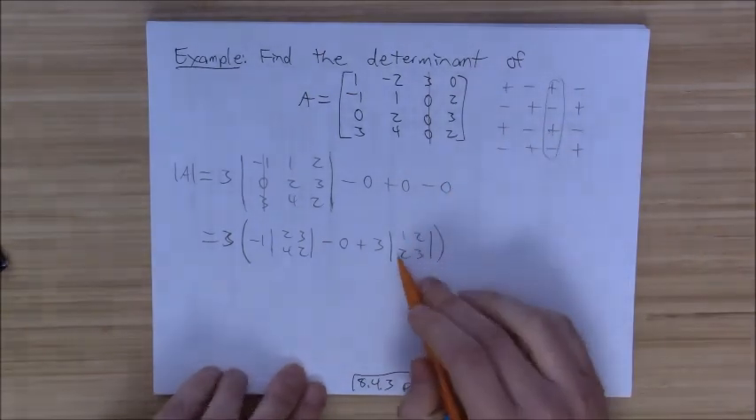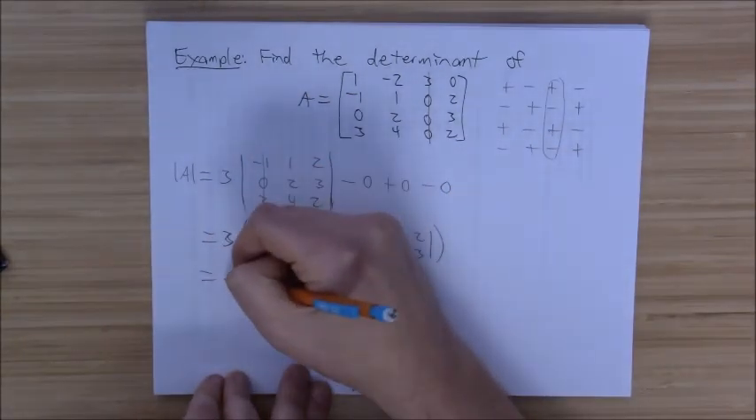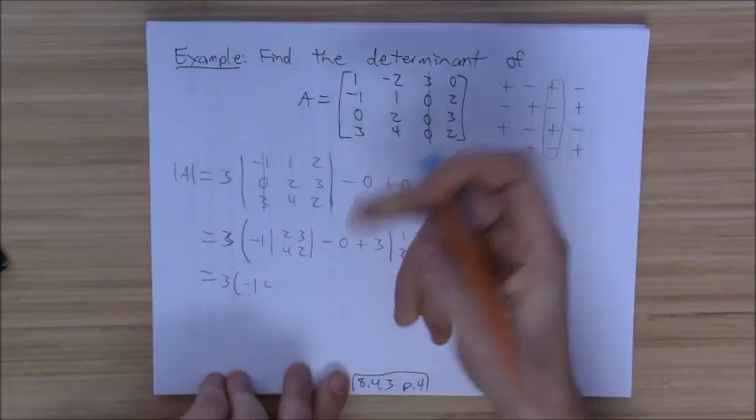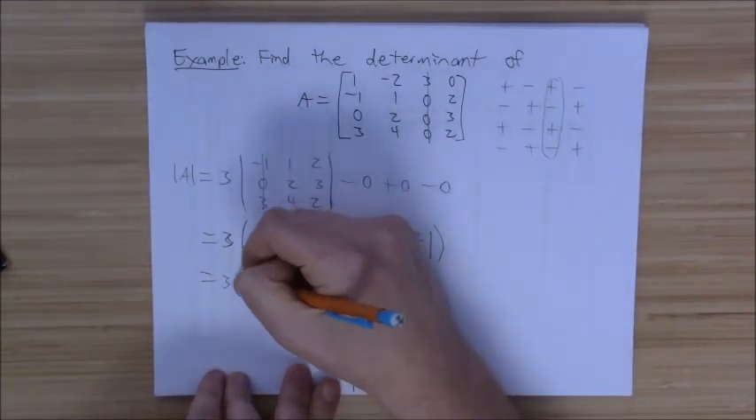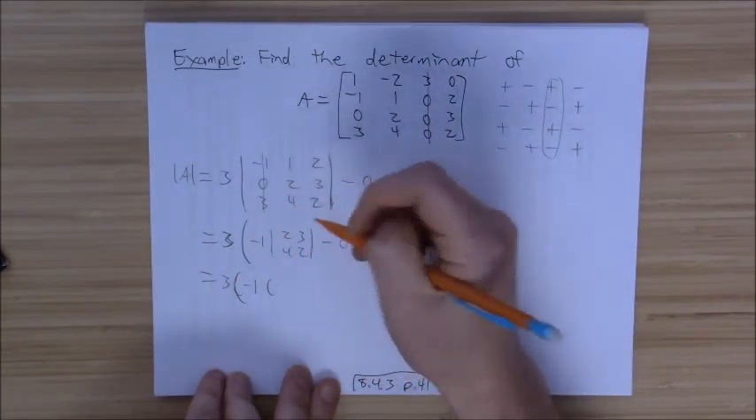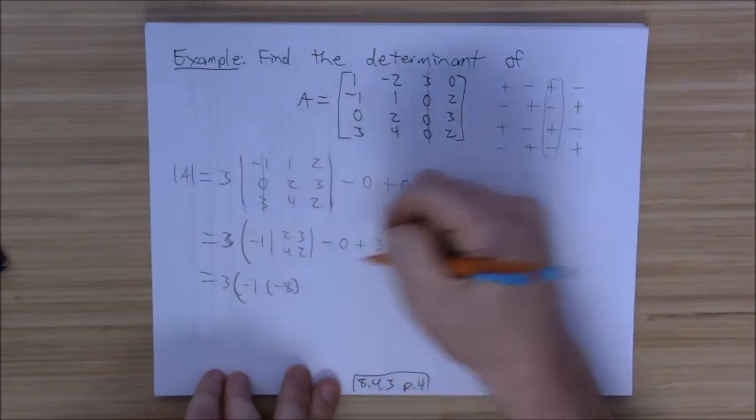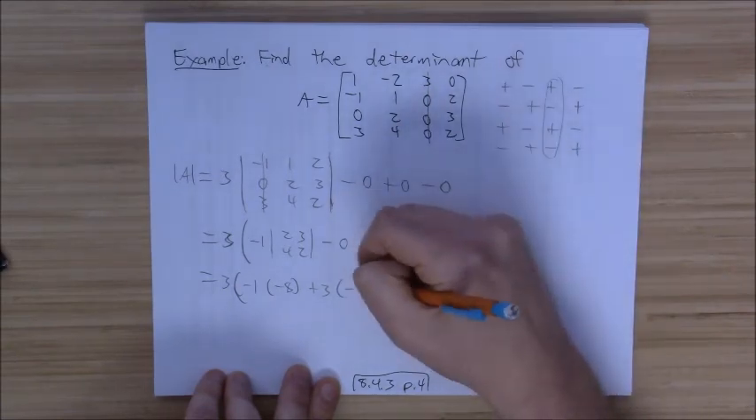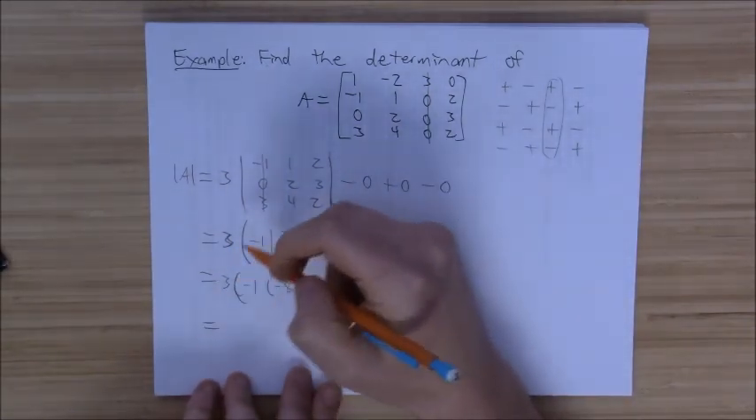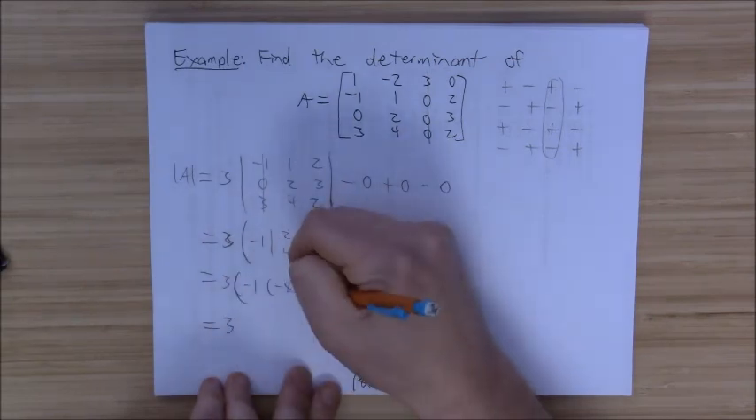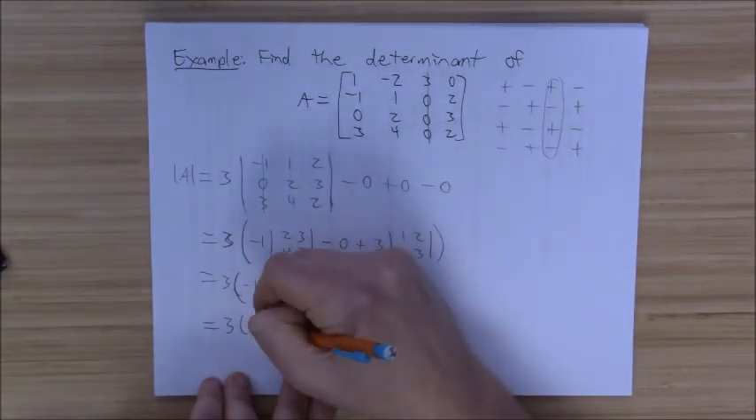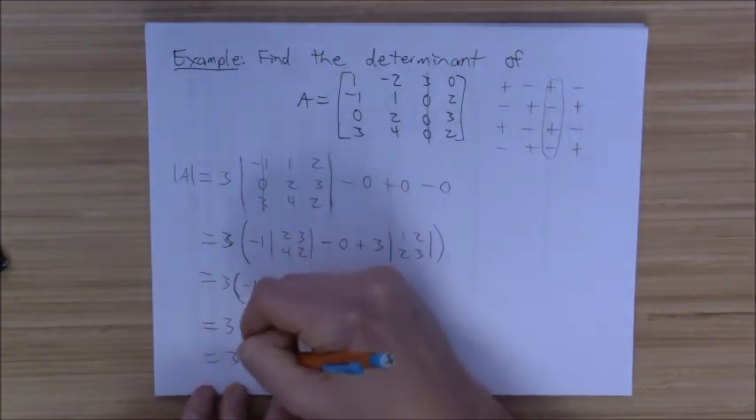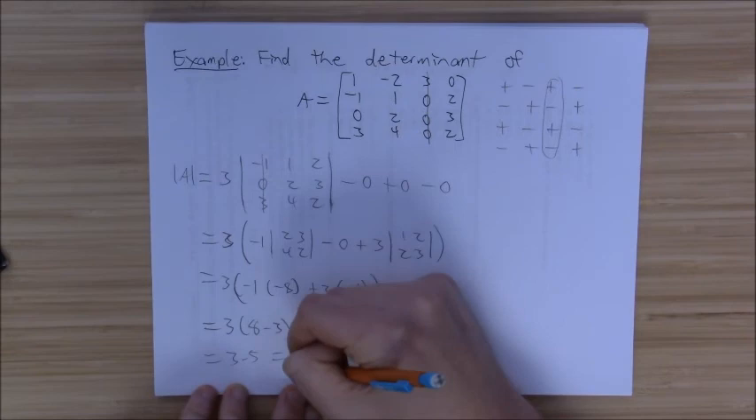All right. And so now we just have to expand all this out. So 3 times negative 1, 4 times, we'll do it this way. We'll do 4 minus 12 is negative 8. And then this will be plus 3 times 3 minus 4 is negative 1. And thus we end up with 3 times 8 minus 3, which will be 3 times 5, which is 15.